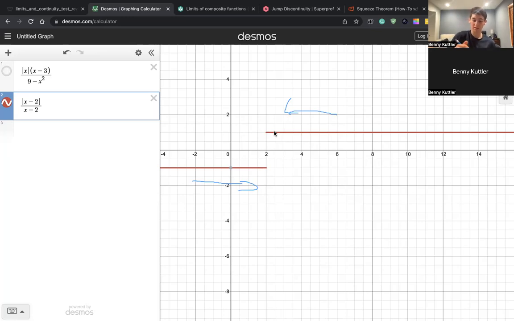So the way that we write this is the limit, or I'll write it over here, the limit as x approaches 2, let's also call this f of x, and we'll do 2 from the left.